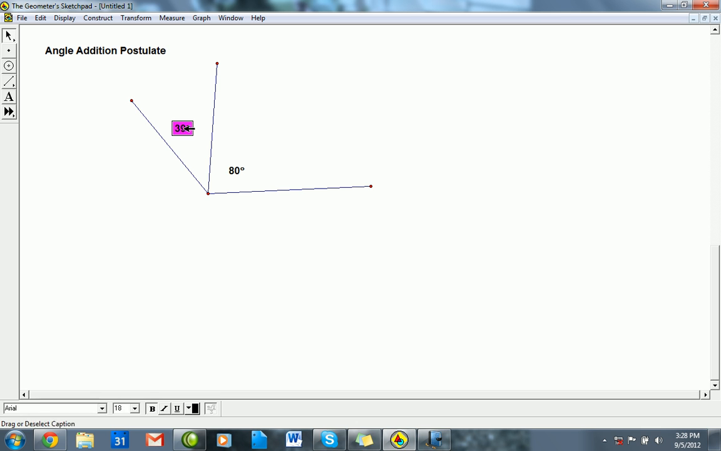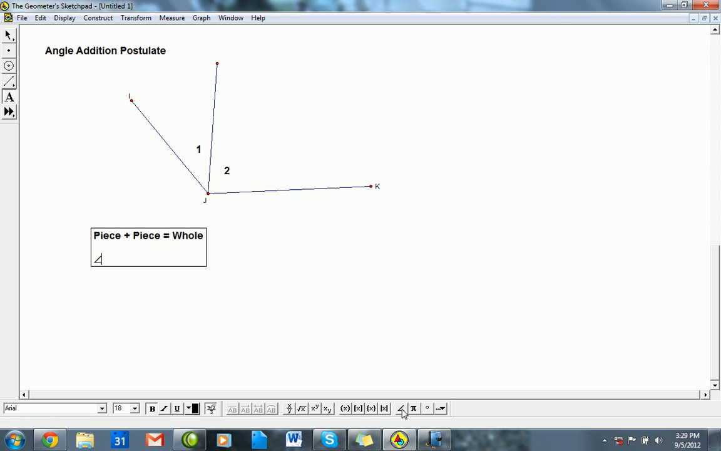And that's what the angle addition postulate says. So let's get rid of these numbers and be a little bit more general. So I'm going to call that angle 1, I'm going to call that angle 2. I'm just going to label these points I, J, and K. So as long as we have two adjacent angles, then by the angle addition postulate, piece plus piece equals the whole. And of course, the pieces and the wholes are angles. Each piece is one of the two adjacent angles, angle 1 and angle 2. In other words, the measure of angle 1 plus the measure of angle 2 is equal to the whole, and the whole angle is angle IJK.